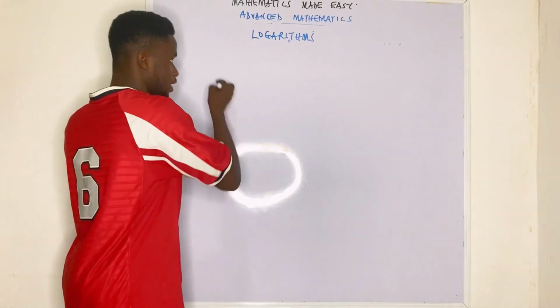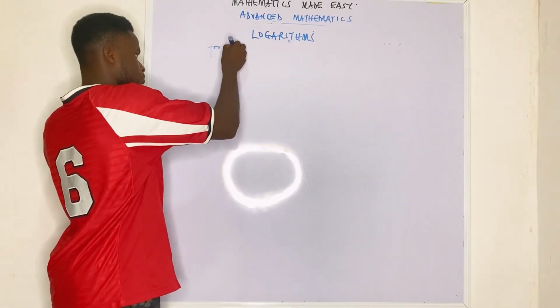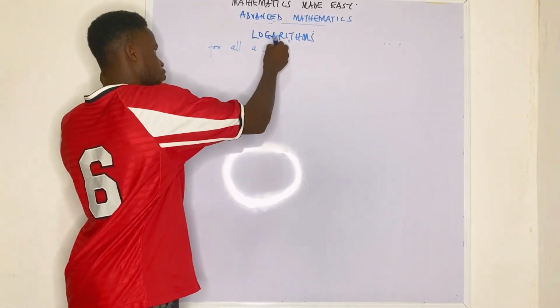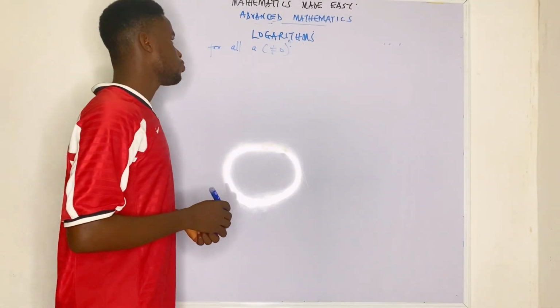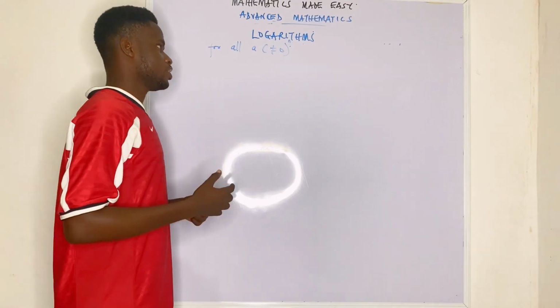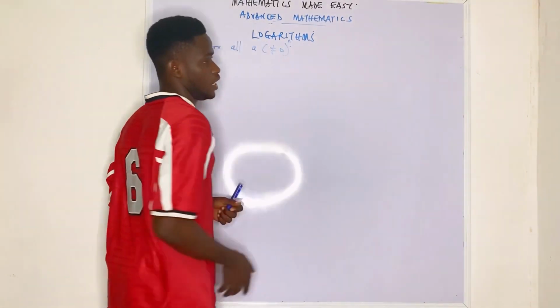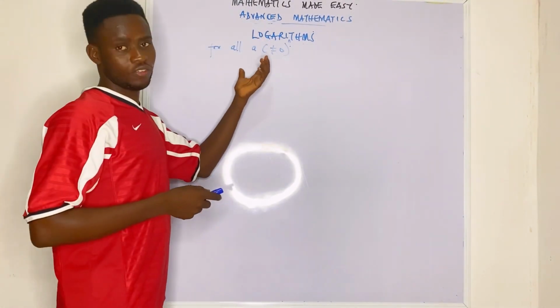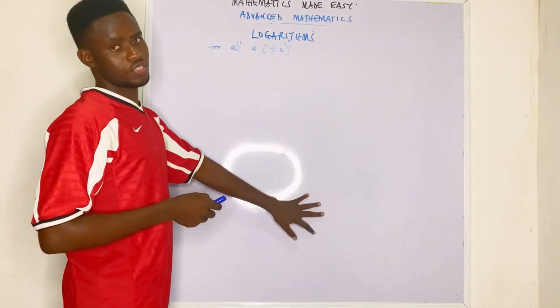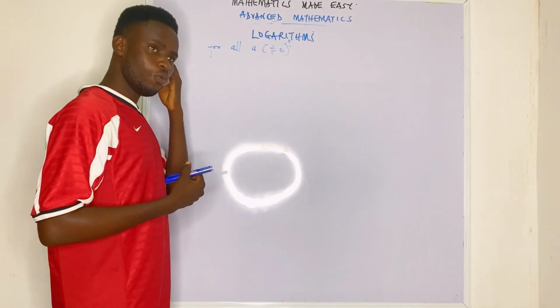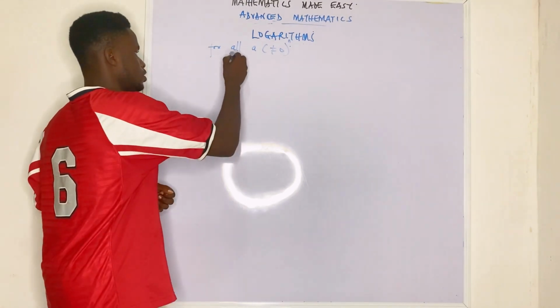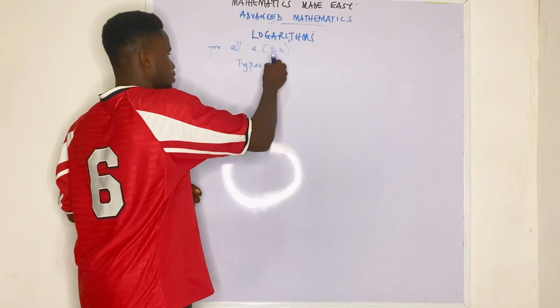From the laws I've explained, for all a not equal to 0, that is, the base that we have been considering must not be equal to 0. Once it's equal to 0, then you cannot do anything. So for all a not equal to 0, all those laws can be applied. But before we move to worked examples, I would like to introduce the types of logarithms that we have.